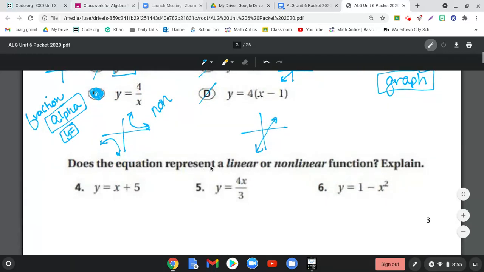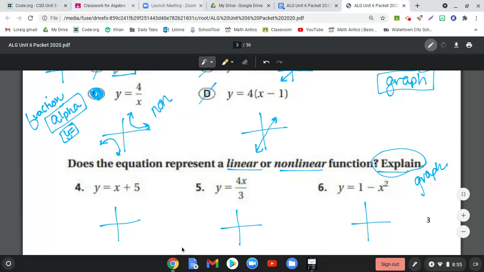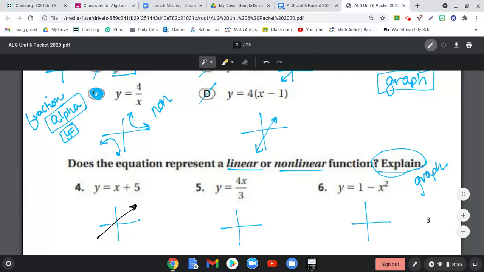All right, so does the equation represent a linear or nonlinear function? Explain. To do this, just draw your graph. That's all you got to do. So I'm going to get my axes ready to go. Change up my pen here. Use a different color. All right, so y equals x plus 5. Clear. X plus 5. Take a look at that graph. That's linear. There's my explanation.